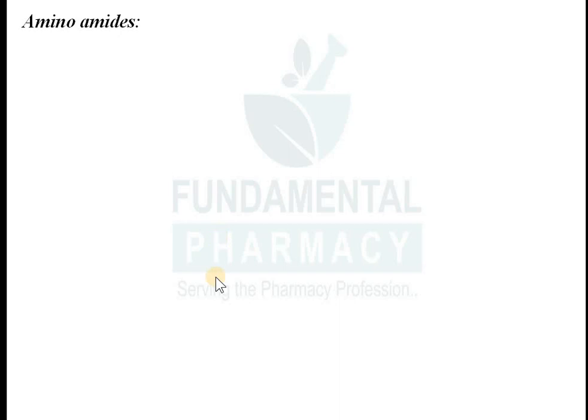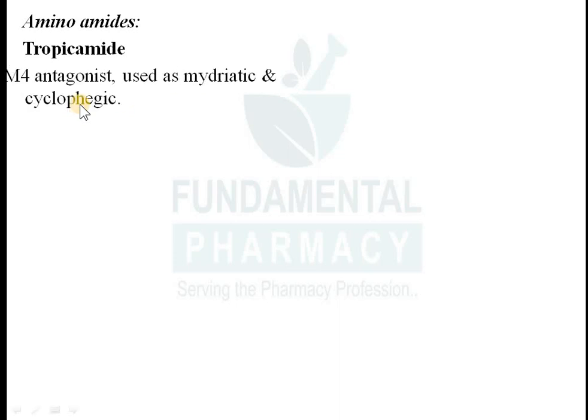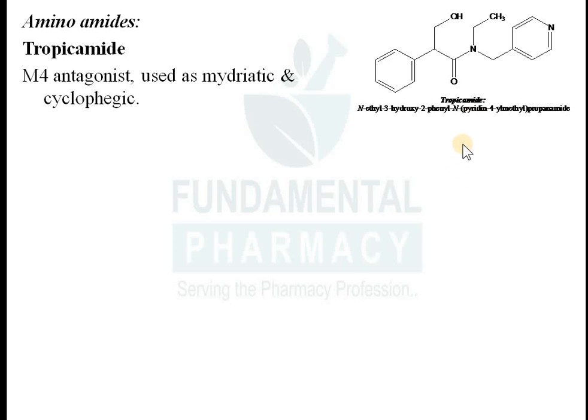Again come to the class, amino amides. The first one is amino amides. An example is tropicamide. That is also a muscarinic blocker or anticholinergic. It will block the muscarinic receptor and is used as a mydriatic and cycloplegic. The structure of tropicamide is like this. You can see the structural picture. Here you get the structural features. Tropicamide: N-ethyl-3-hydroxy-2-phenyl-N-pyridin-4-ylmethylpropanamide, that is tropicamide. Not much important, just listen once.